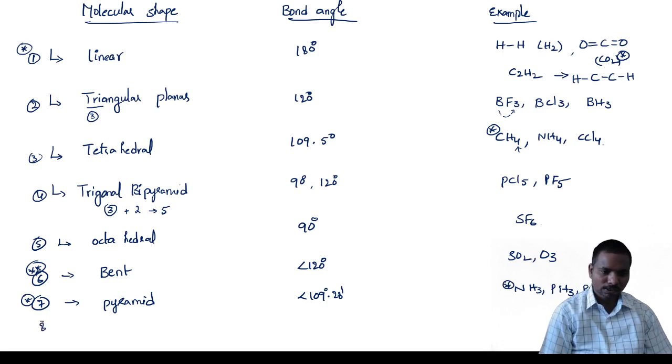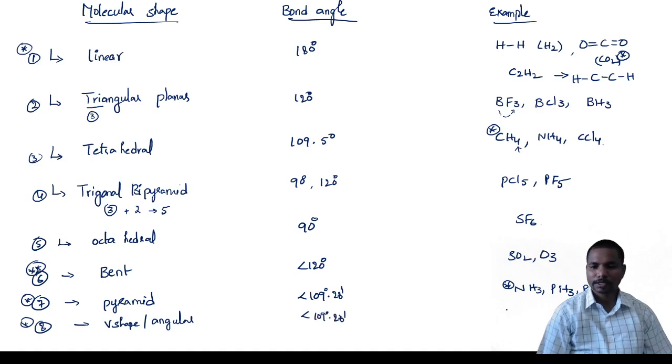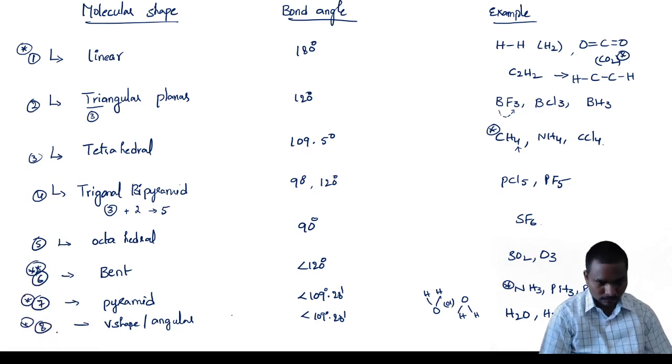And the next one, this is also very important, guys: a V shape or angular shape. It is also less than 109 degrees 28 minutes, and the example is water. Water has a V shape. If you consider O, the hydrogens may be like this, so it is an inverted V, or you can denote it like this also. So it is a V shape. H2O or H2S, between the two nonmetals.